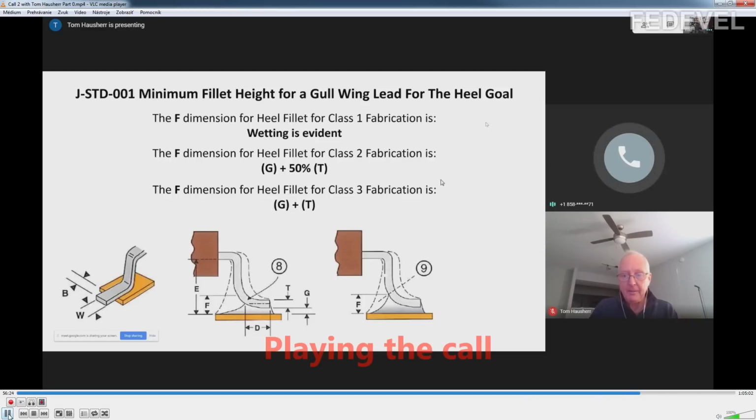And guess what? They have information in J-STD for the heel, and they're really focused on the F dimension for the heel, but they have no information on the toe, none whatsoever. They even say in the picture on the left that the B dimension, the actual metallization of the lead frame, can hang over the pad. It's acceptable as long as it doesn't violate the minimum electrical clearance, which is set by the trace space.